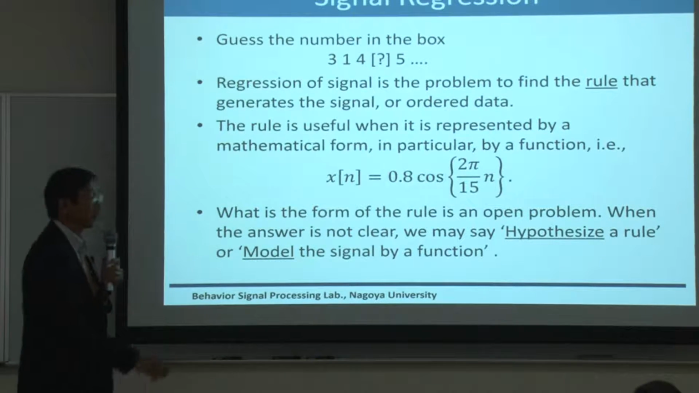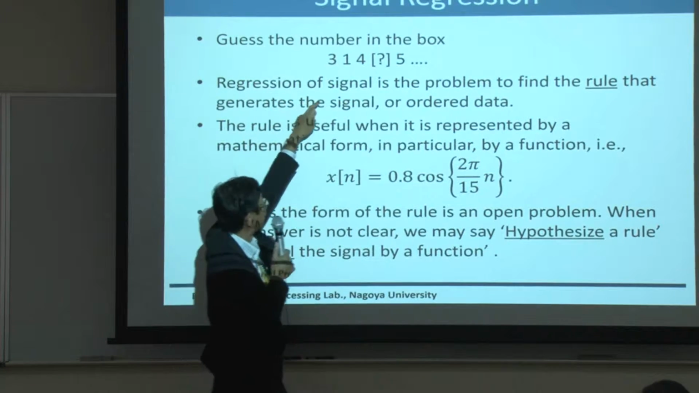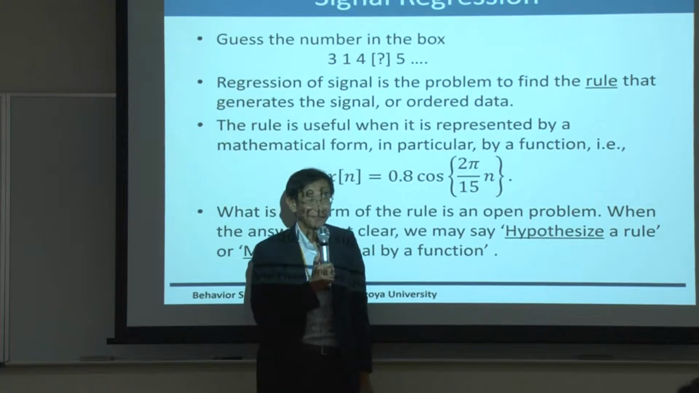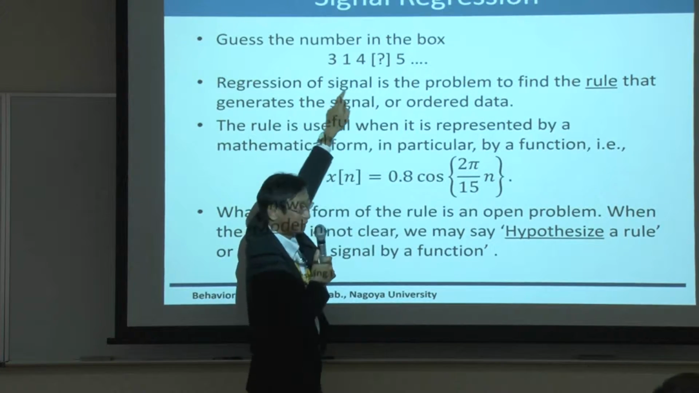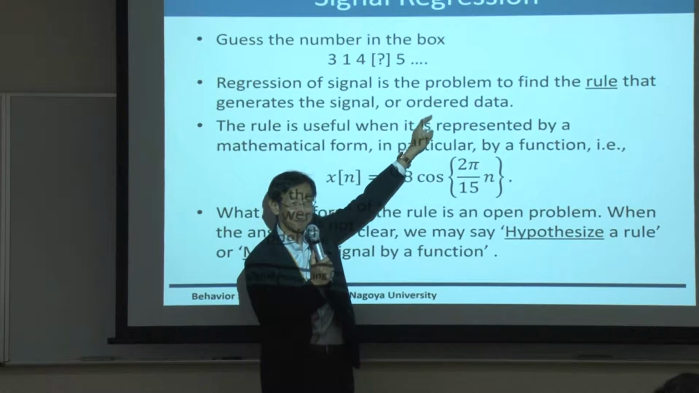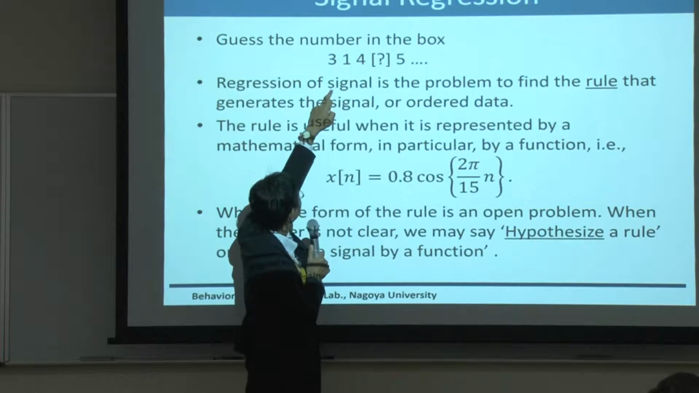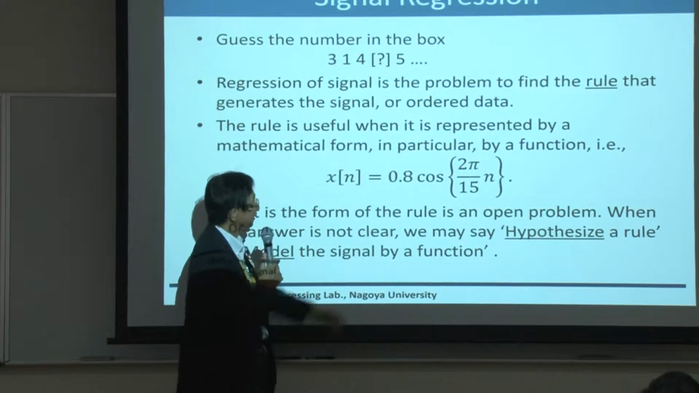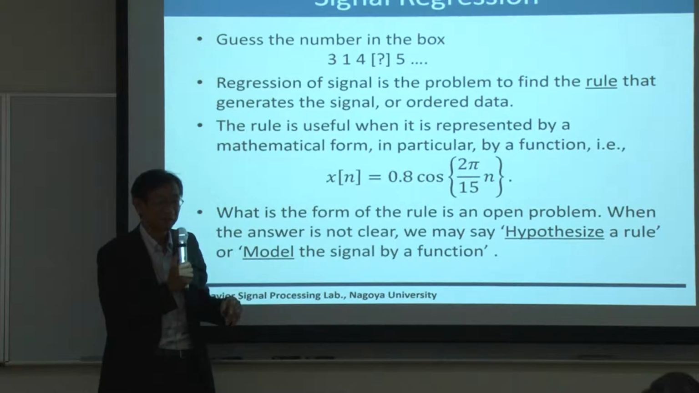So this is a quiz, okay? Which number do you put here? 3, 1, 4, 1, 5, blah, blah, blah. 1. Why? Yeah, you're right. Okay. So we have a lot of signals in everyday life.